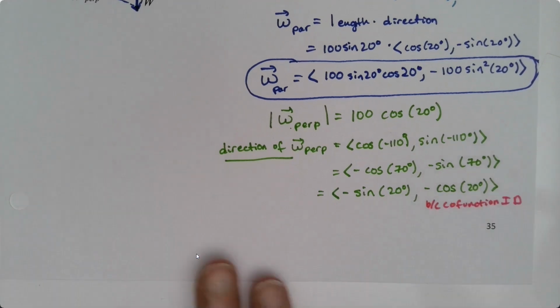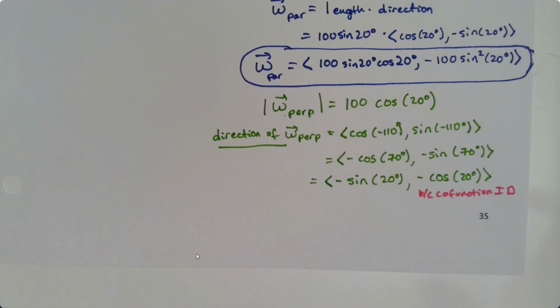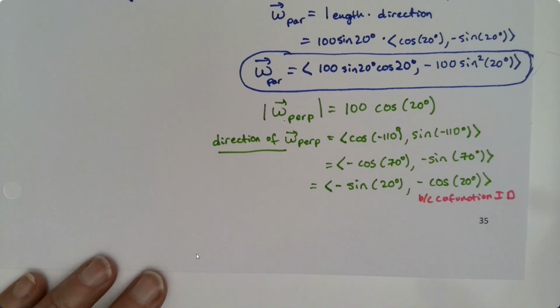It has to do with the way that 90 and 20 are complementary angles. That's why it's working that way. So they're complementary angles, and therefore the cosine and sine work out with those identities. Okay, so we have that. Isn't that great? So now we can put it together.